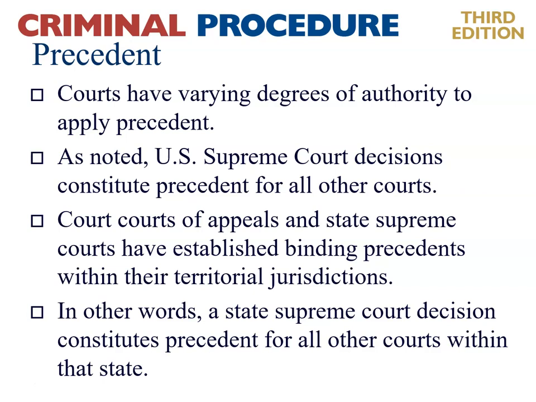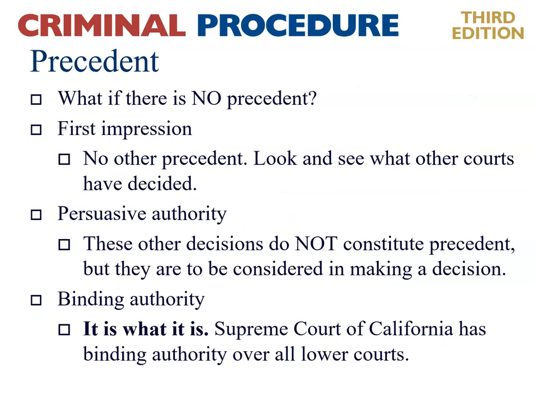When it comes to precedent, courts have varying degrees of authority to apply precedent. As noted, U.S. Supreme Court decisions constitute precedent for all other courts. Courts of appeals and state Supreme Courts have established binding precedent within their jurisdictions over the lower courts. In other words, a state Supreme Court decision constitutes precedent for all other courts within that state, because that's the highest court in the state. Does that make sense? Okay, watch those videos to help you.